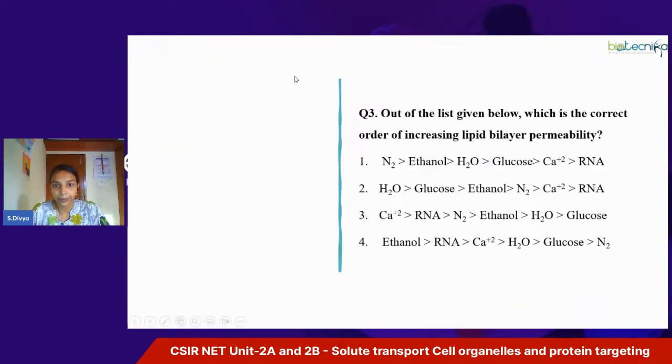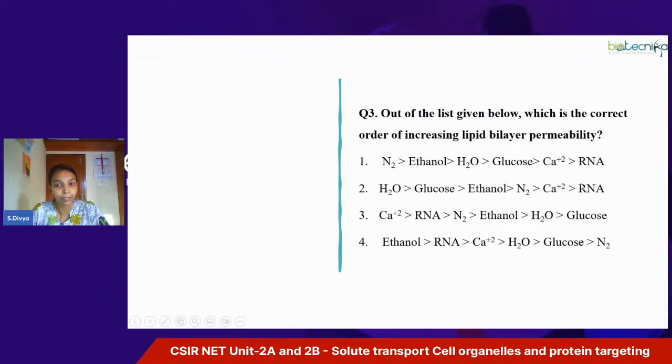Next question. Out of the list given below, you have to identify the lipid bilayer permeability in increasing order. Okay. Nitrogen, ethanol, water, glucose, calcium, or RNA. Or it may start with water, glucose, ethanol, nitrogen, calcium, RNA. Calcium, RNA, nitrogen, ethanol, water, or glucose. Or the last option is ethanol, RNA, calcium, water, glucose, and nitrogen.